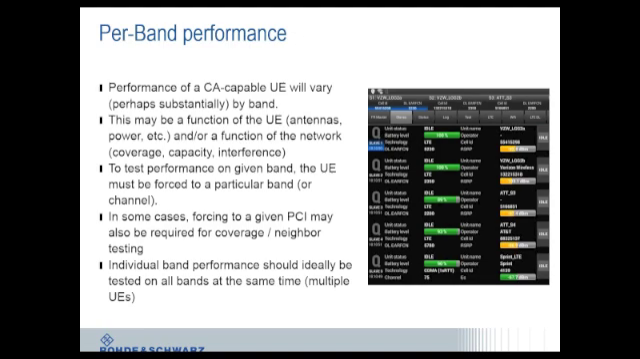When determining what throughput can be expected, you'll want to determine a UE's performance on a per band basis because each UE will perform differently, perhaps substantially, depending on which bands it actually locks onto. This could be a result of the UE's design, such as its antenna configuration or power limitations, for example, or alternatively, it could be a function of the network, whether that be a dynamic coverage or capacity issue, or maybe even an unexpected interference issue.